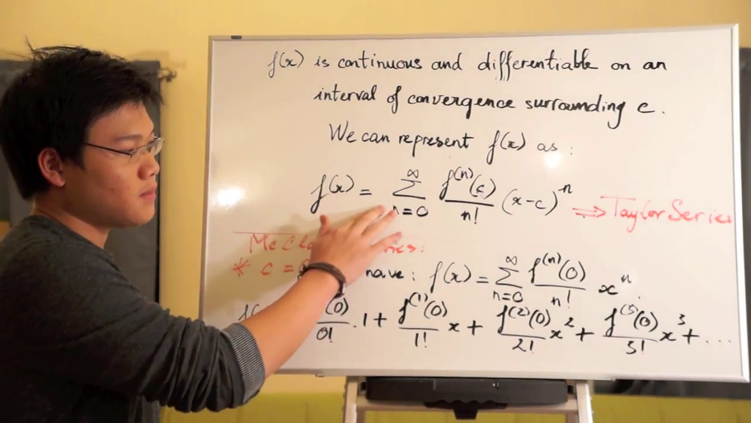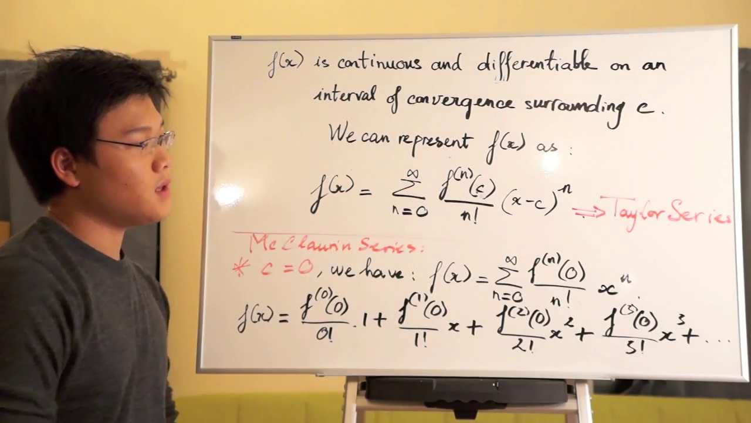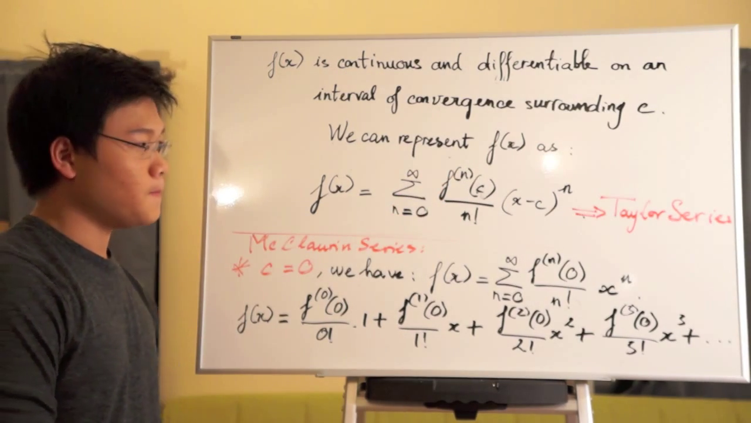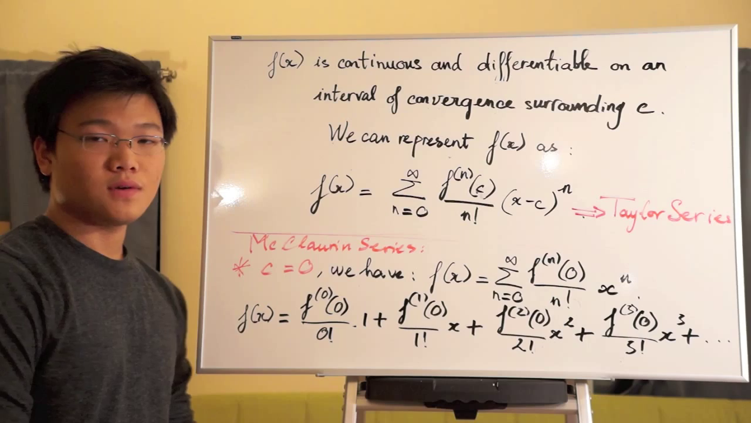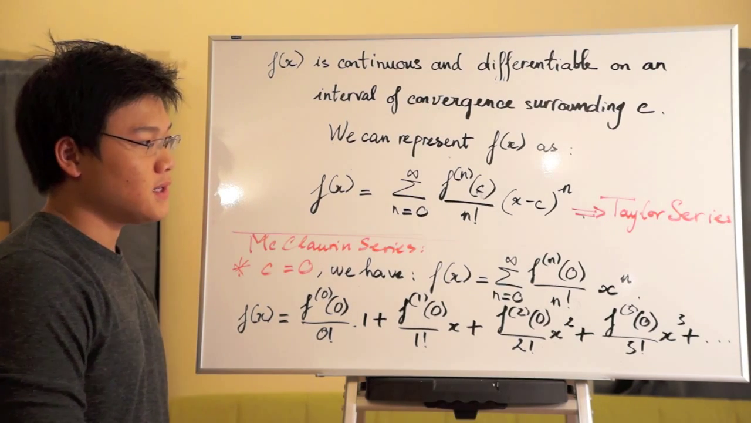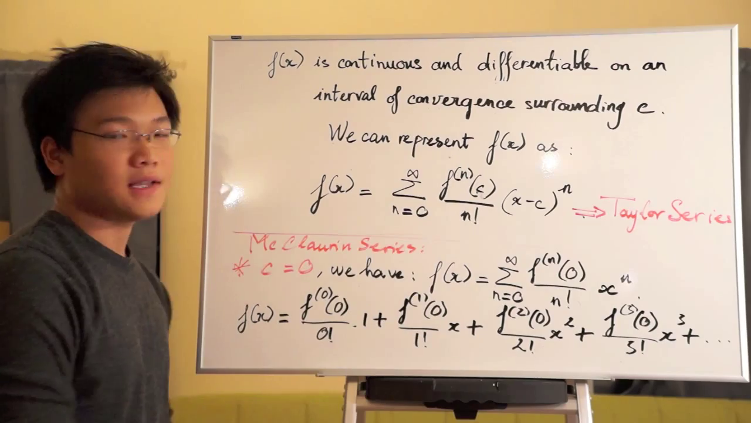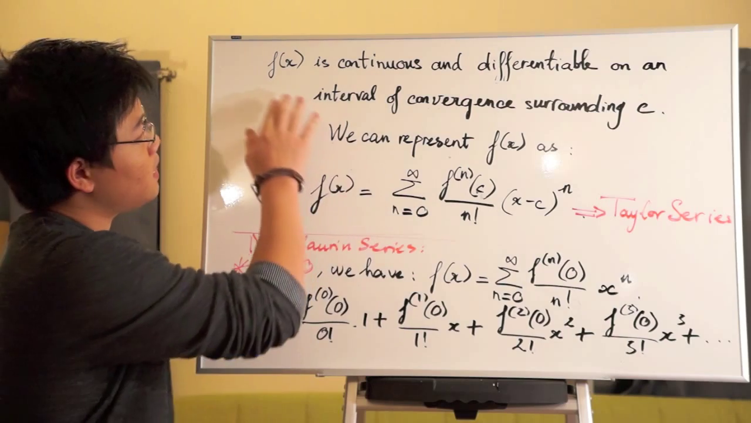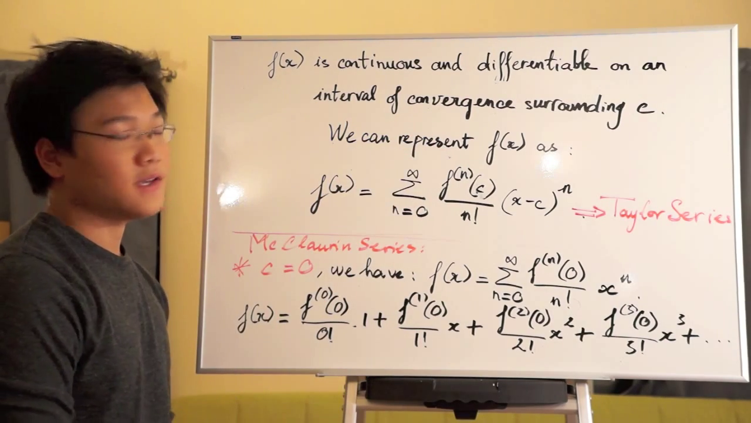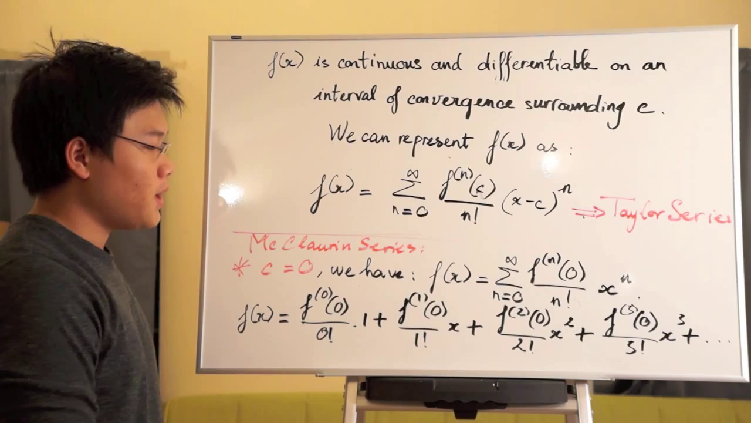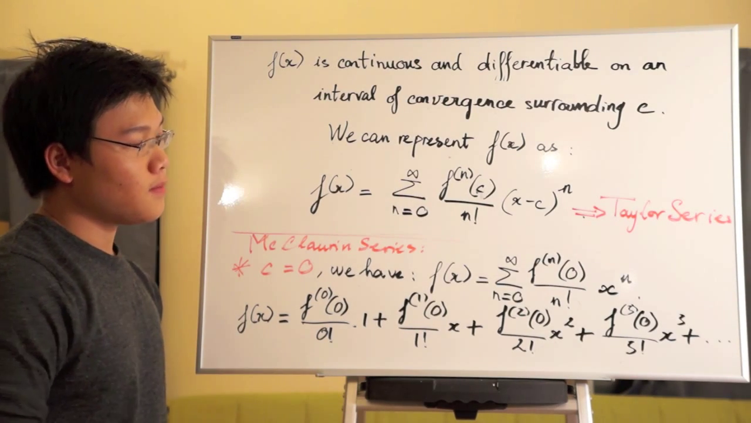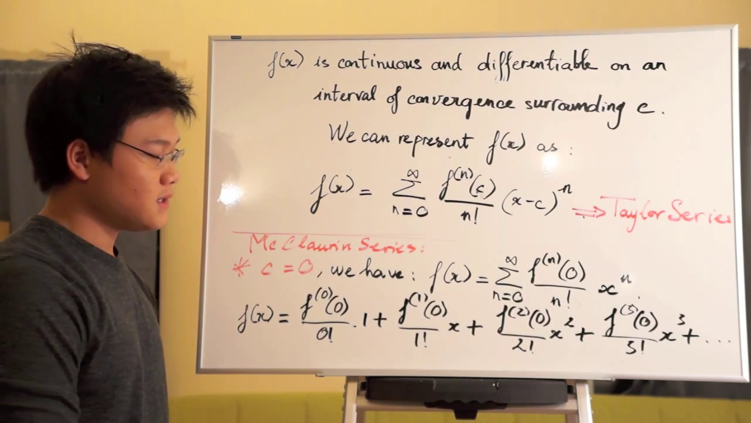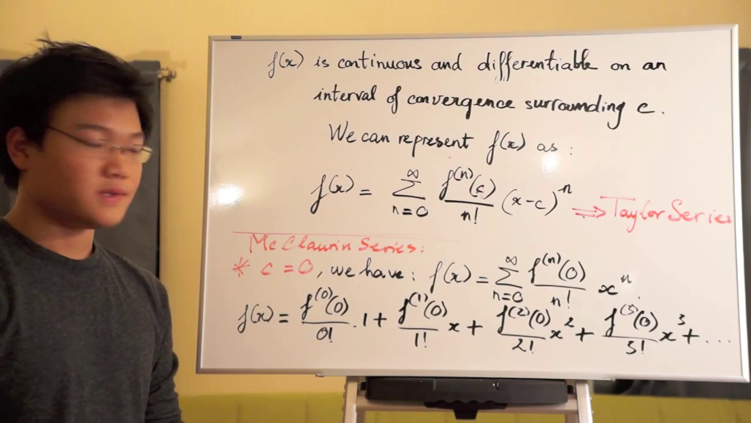So you have f of x equals the sigma, n starting from 0 going to infinity, of the nth derivative of f at c over n factorial times x minus c to the n power. That is called the Taylor series, meaning that for any c, the interval of convergence surrounding c is any real number. Besides that, you have the special case where c is equal to 0, and we call that a Maclaurin series.